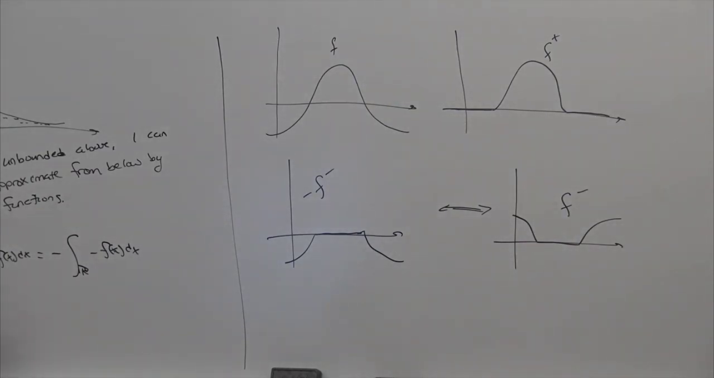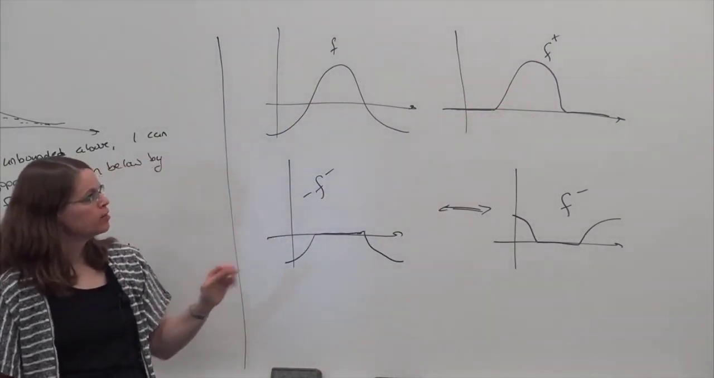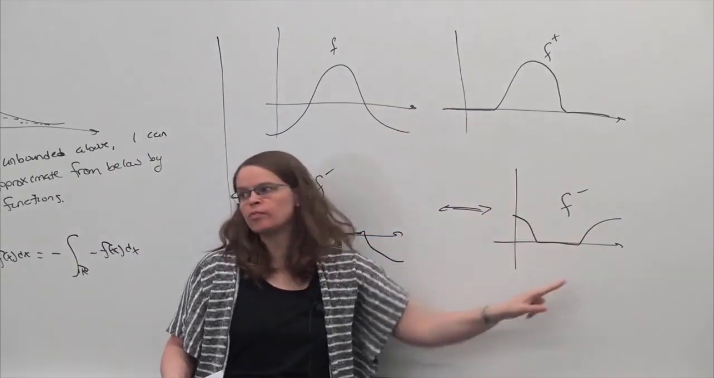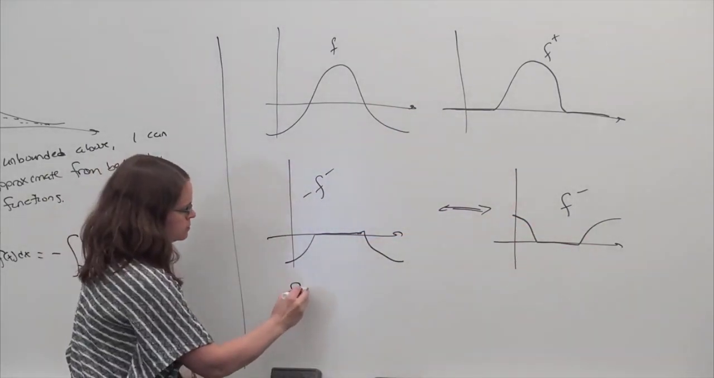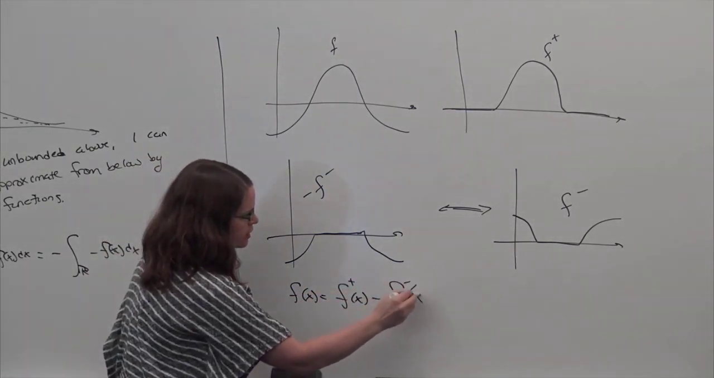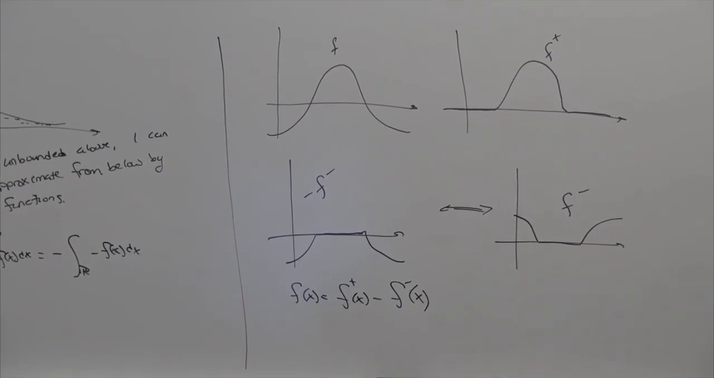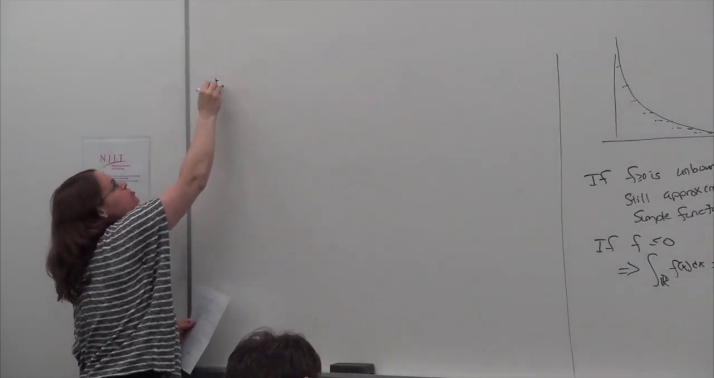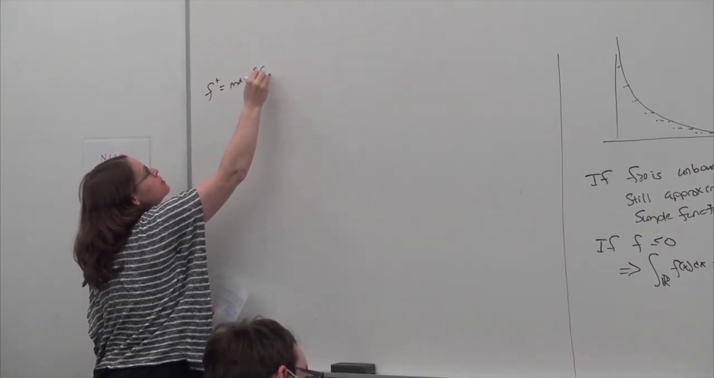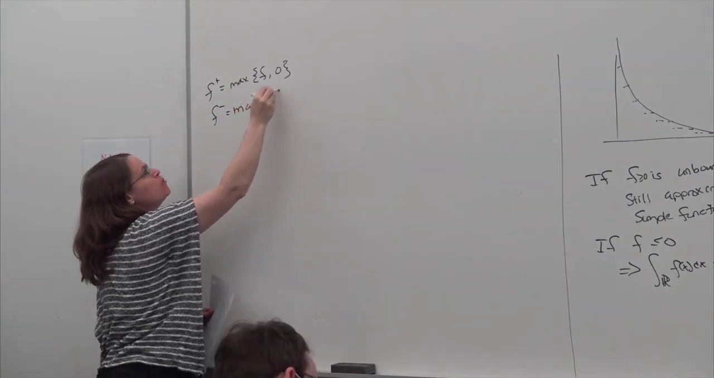And what is f itself? f is just equal to this part that's above 0, minus this part, the part that was below 0. So f equals f positive minus f negative. And here, f positive is just the maximum of f with 0, and the negative part is the maximum of minus f with 0.